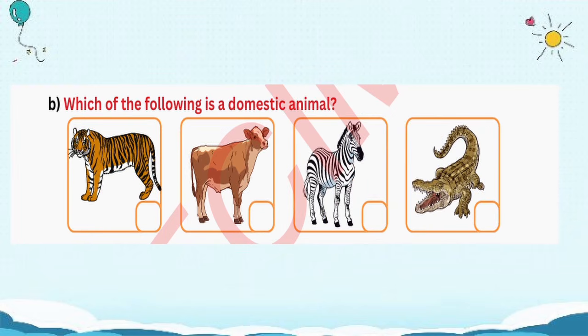Question 1, Part B. Which of the following is a domestic animal? A. Tiger. B. Cow. C. Zebra. D. Crocodile. Please choose one option. The correct answer is B. Cow. Cows are considered domestic animals. Would you like me to read the next question?